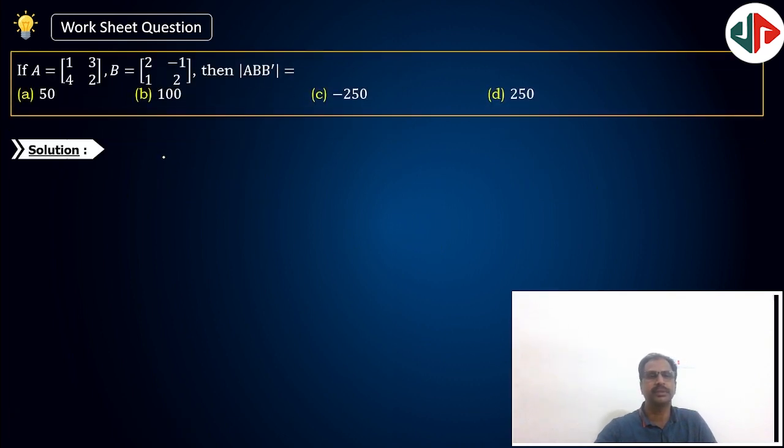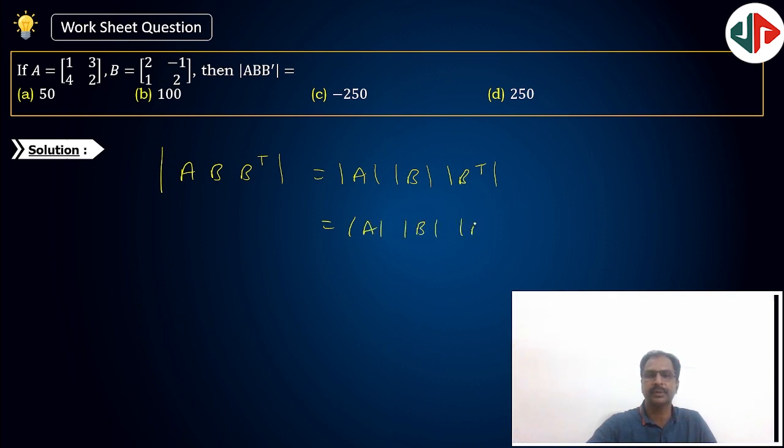Matrix A is given, B is given. You have to find determinant of A into B dash, means B transpose. This is nothing but det A into det B into det B transpose. And we know that det of B transpose is nothing but det B. What is det A? 2 minus 12, minus 10. What is det B? 4 plus 1, 5, into 5. So minus 250. Option C.